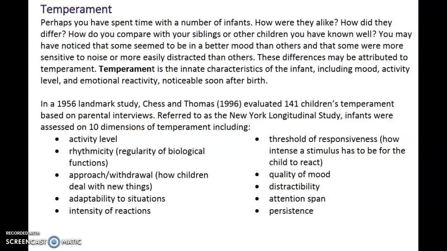Adaptability to situations: are they pretty much, whatever, here I am, I'm going to play? Or very agitated almost the whole time they're in a new environment or a new situation that they're unfamiliar with, or cautious at first but then grow comfortable? Then intensity of reaction, threshold of responsiveness, quality of mood, distractibility, attention span, persistence. So in this case, and in a lot of cases since, we've really focused on these 10 qualities. And what we find is that people are pretty similar from what their parents report as an infant to what they do as an adult.